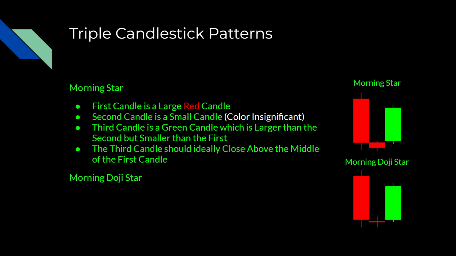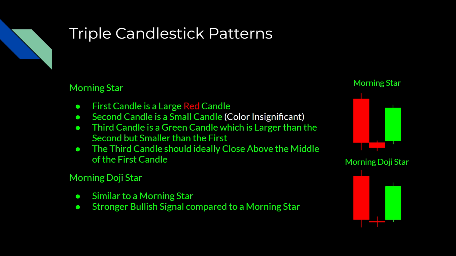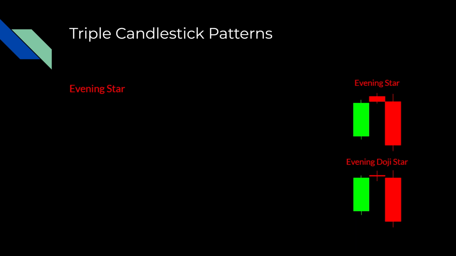A morning doji star is similar to a morning star. The only difference is that the middle candle is a doji. The morning doji star is a stronger bullish signal compared to the morning star. We will now talk about the evening star, a bearish candlestick pattern.